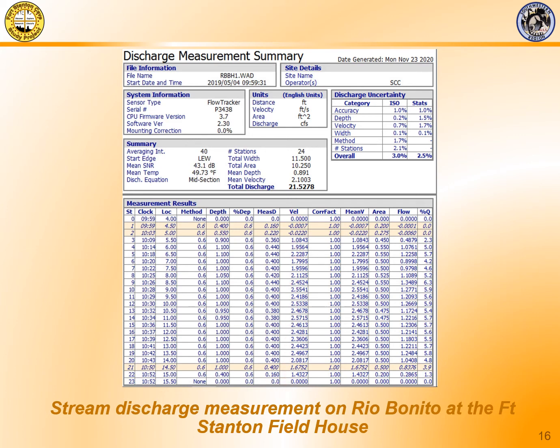This is the flow, the actual cubic feet per second in each of the subsections that I divided the stream into. And we can see that on that day, at that time, the total discharge was about 21.5 cubic feet per second going past the Rio Bonito bunkhouse.